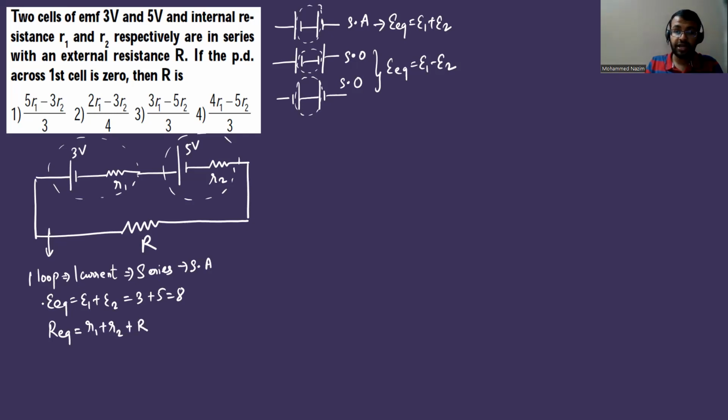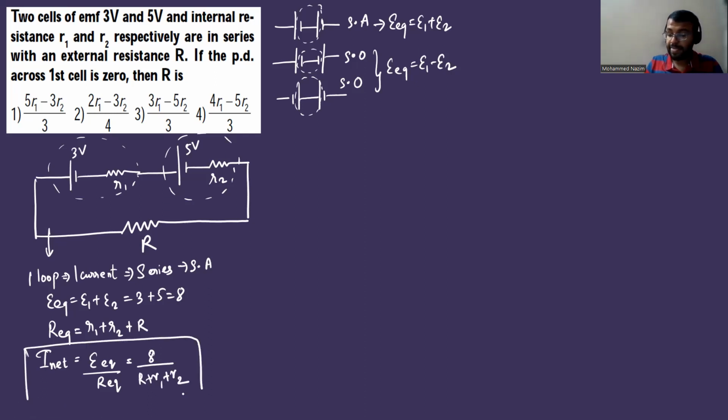After finding out the equivalent EMF and equivalent resistance, we can find the net current supplied by the battery. The current is how much? The current is the total EMF by the total resistance. Total EMF is 8, and total resistance is R plus R1 plus R2. This is the current supplied by the cell.